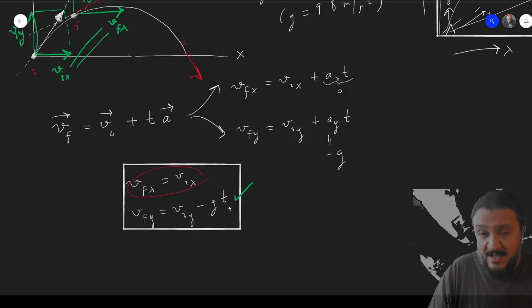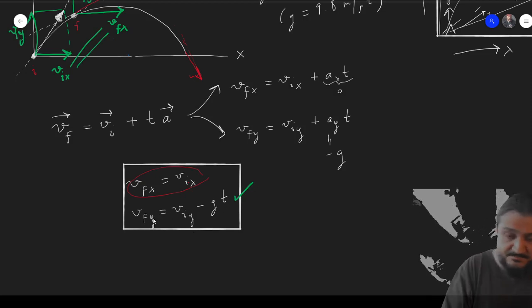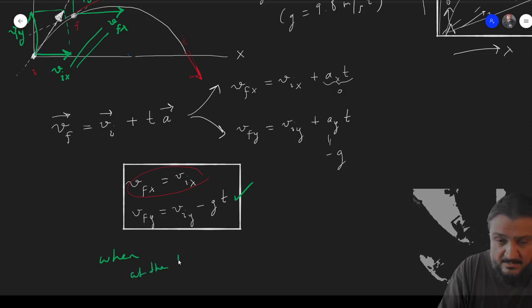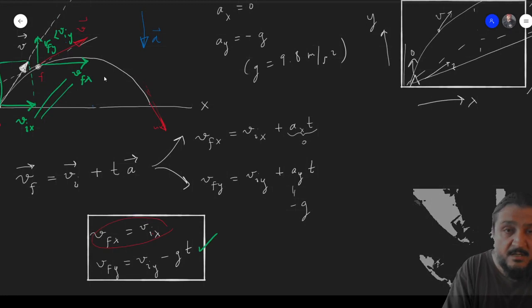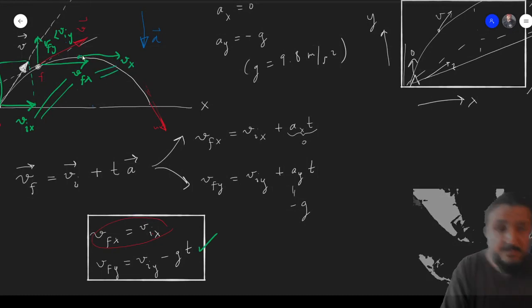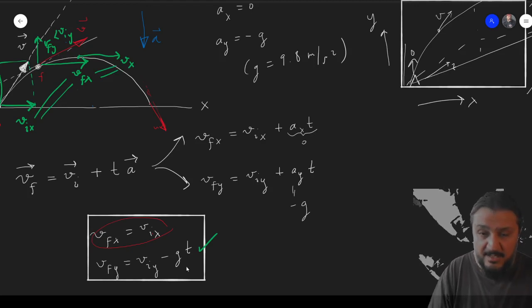And there will be a time when v final y is 0, when you are at the top, at the maximum height. Over here, you still have your horizontal Vx, that didn't change, but there is no more Vy anymore.